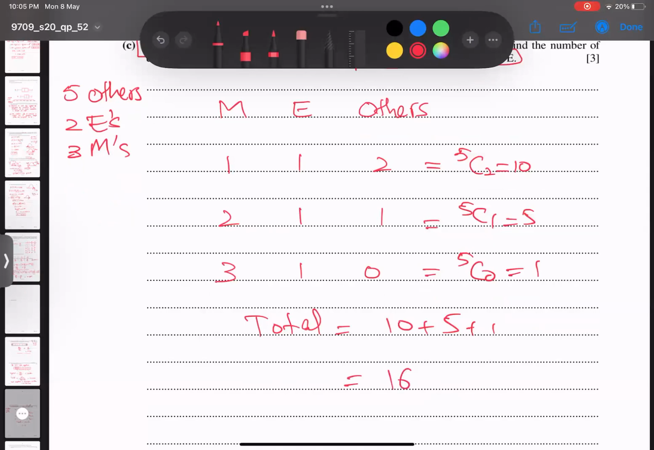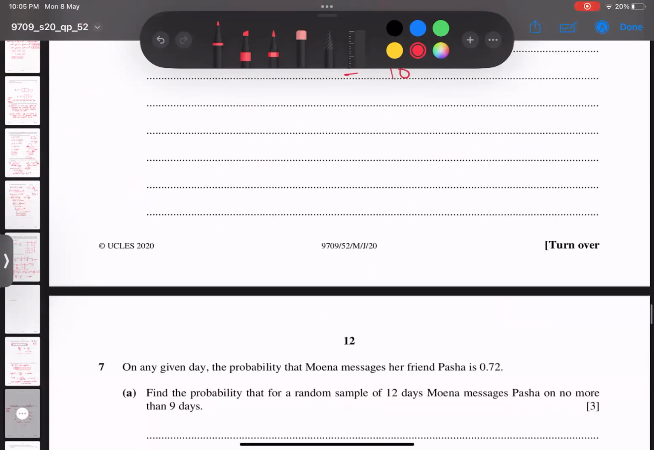I hope the concept is very clear. And now let's go for the next part. And next question we have. Oh, sorry, the part is over.